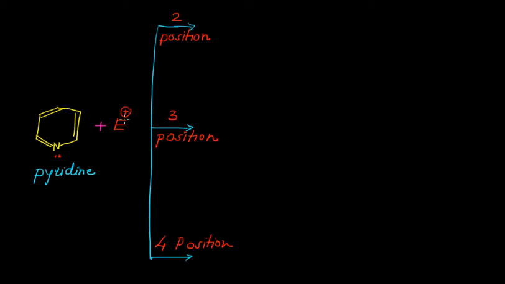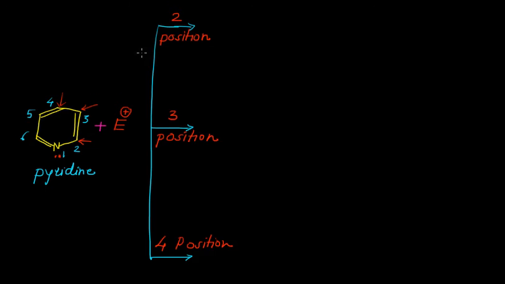When electrophilic substitution reaction occurs in pyridine, at that time we have three different positions where the electrophile may enter, and for that purpose let me write the numbering. So this is 1, 2, 3, 4, 5 and 6. Here the electrophile may enter at position 2, at 3 and 4. Now in this video we have to check out of these three positions which position is more predominant.